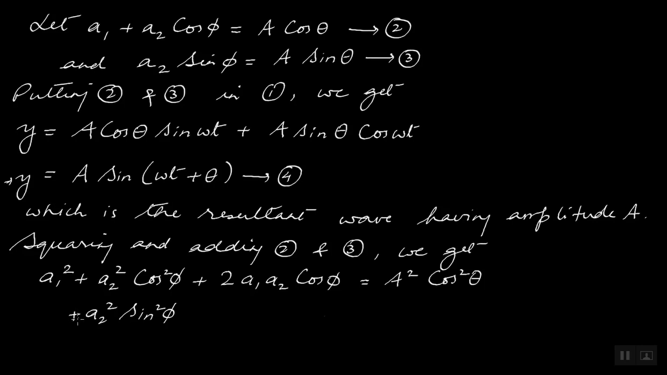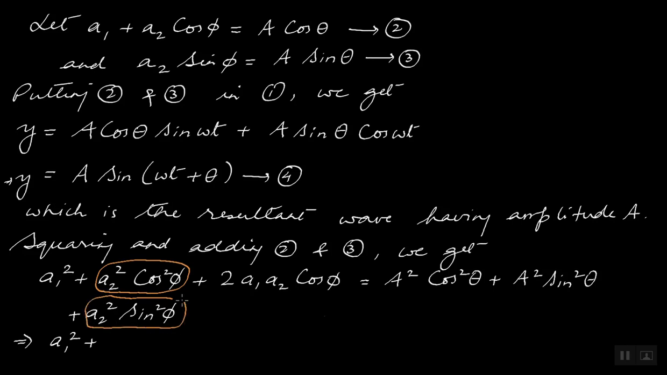Okay, I'm just going to add this here, and I will add this here, sine square theta. I think that is clear, right? So if you look at the left hand side, I have a1 square plus, now from this term and this term, can I take common a2 square? So if I take common a2 square here, what will I get inside of the bracket? I will get cos square phi plus sine square phi plus 2a1 a2 cos phi.